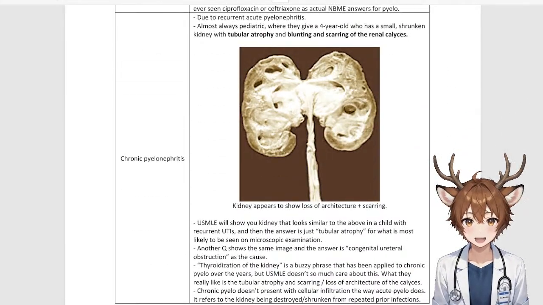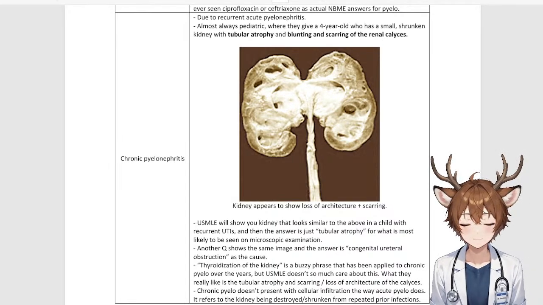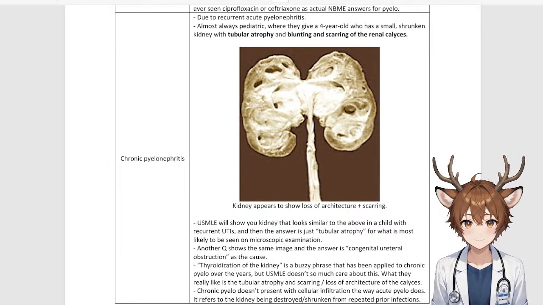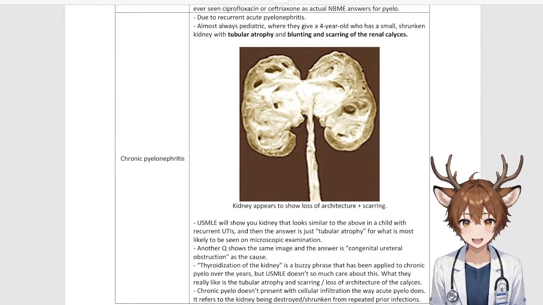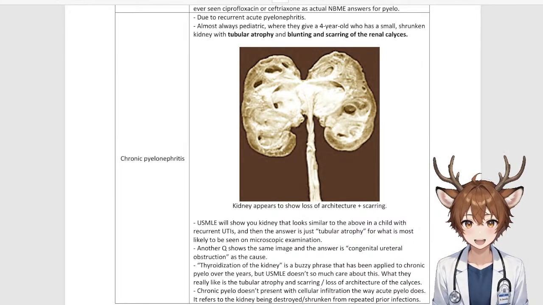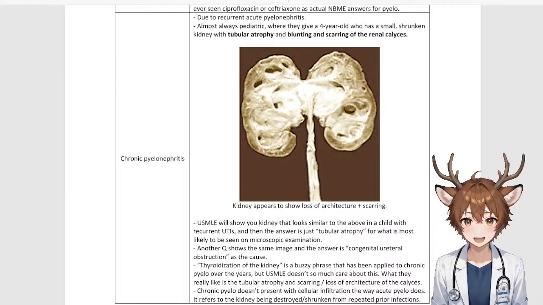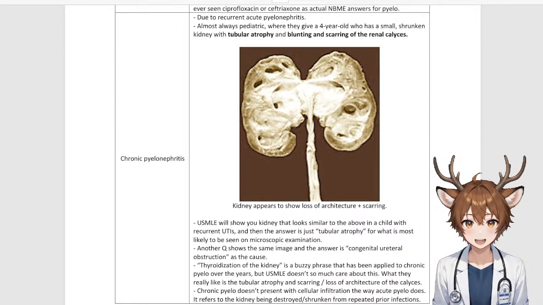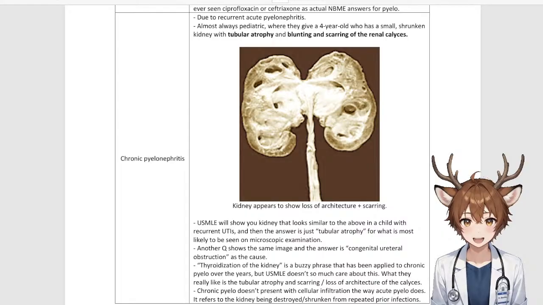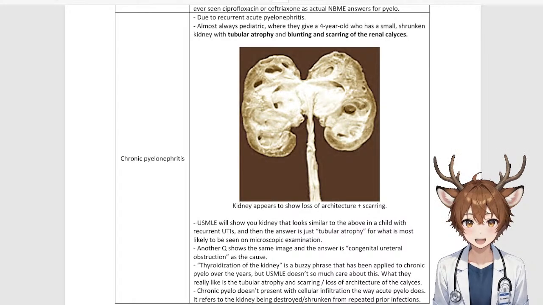Now we're talking about chronic pyelonephritis, due to acute pyelonephritis. It's almost always pediatric, where they give a 4-year-old who has a small shrunken kidney with tubular atrophy and blunting and scarring of the renal calyces. So here's a kidney superior to show loss of architecture plus scarring.